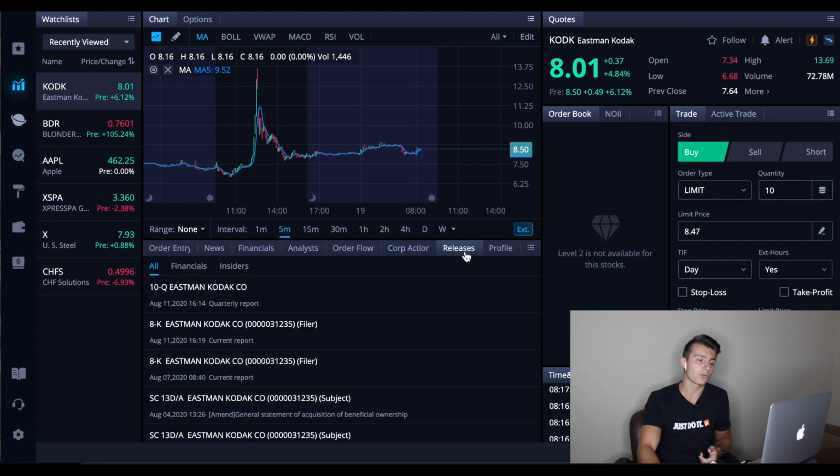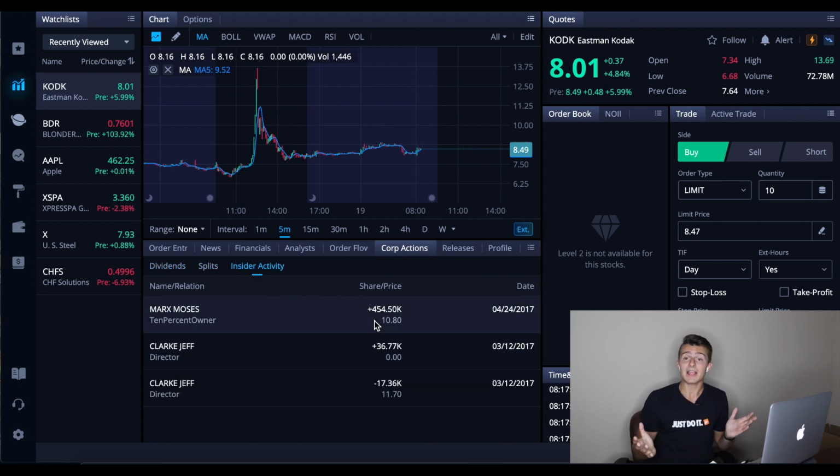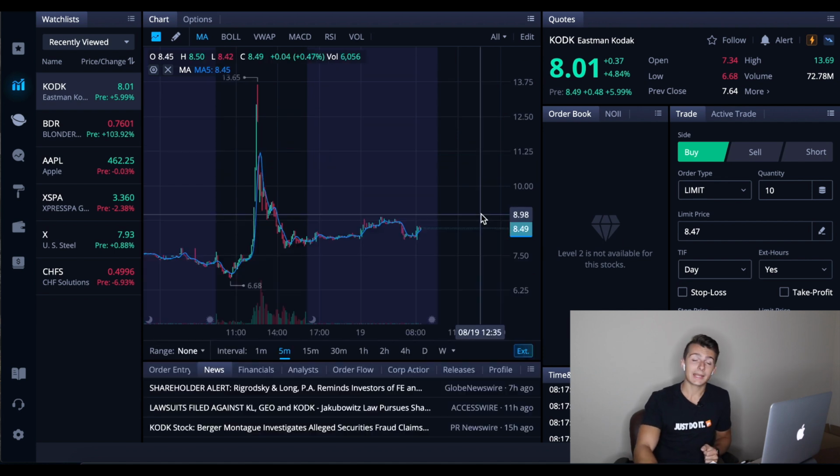We can see press release. We can go through all this stuff, guys. We can see corporate actions. We can see all this different stuff, any splits, insider activity, and that's just, I think, really, really cool and beneficial to have. And again, we can look at our recently viewed or watch list on the left-hand side.